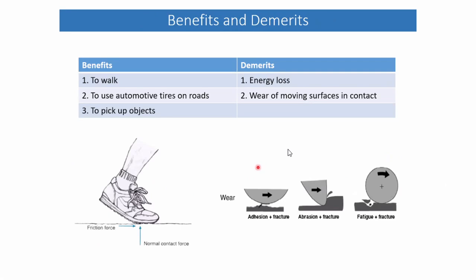Now, friction has its benefits. Automotive tires can have traction on roads due to the presence of friction. But there are also demerits such as energy loss and wear.